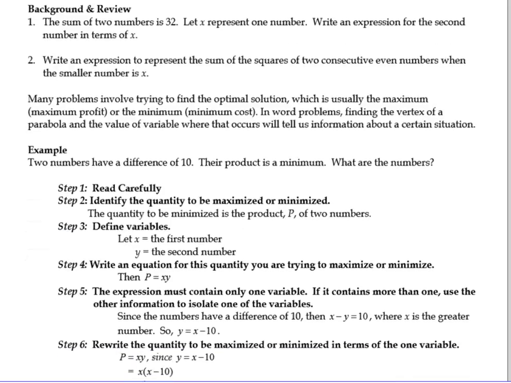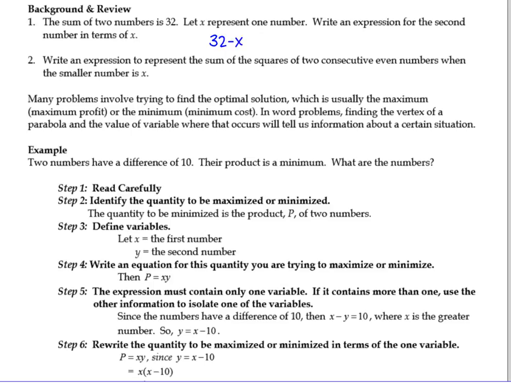Review, because everyone loves word problems. The sum of two numbers is 32. Let x represent one number, write an expression for the second number in terms of x. So if the first number is x, what would be the second number? Instead of using another variable, it says in terms of x. Anyone guesses? Yeah? 32 minus x? Would be 32 minus x.